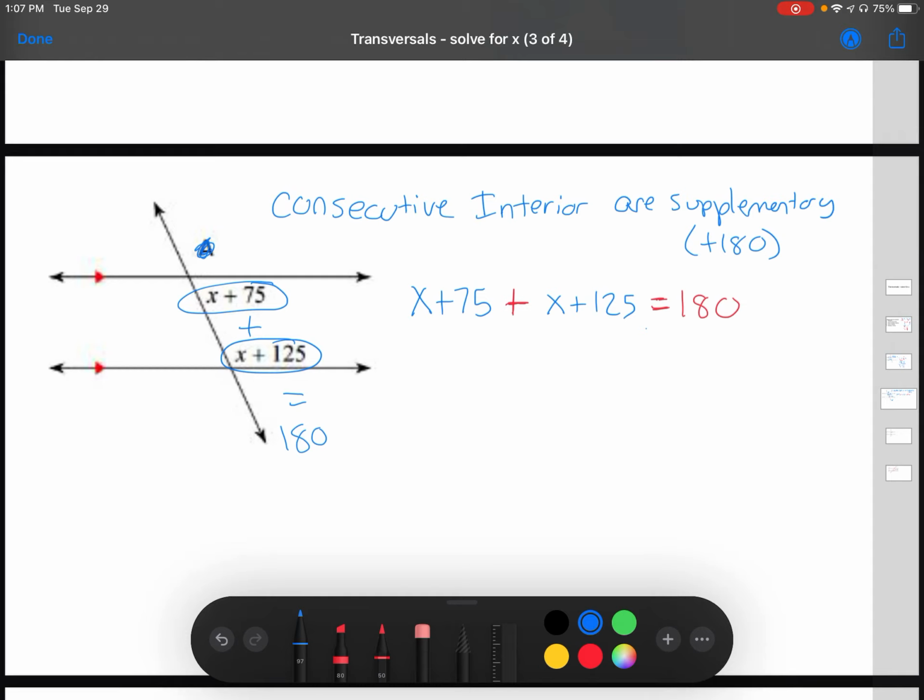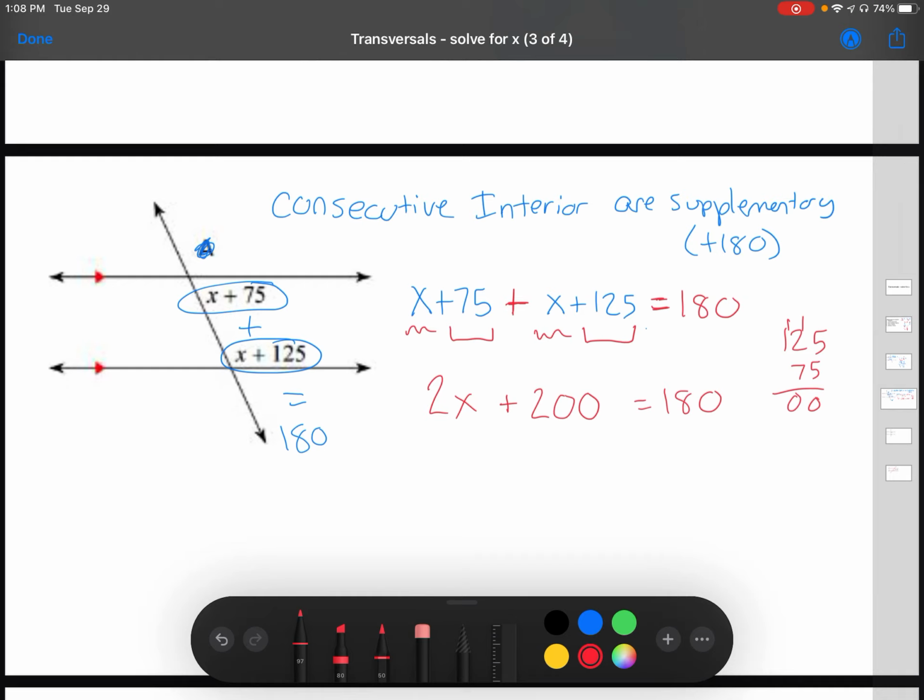So now we're going to solve our equation. Step 1 is distribute. I don't have anything to distribute, so I'll go to step 2, which is combine like terms. Now that I do have, right? My like terms, I have x plus x is 2x. And I have 75 plus 125, right? If I add those, I get 200. And then equal 180 will come down. Right, so I combined my like terms.